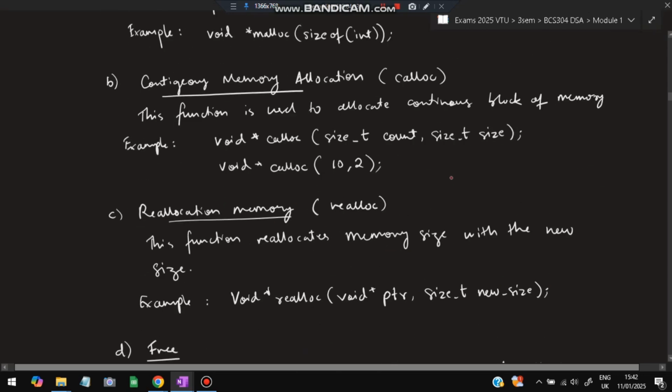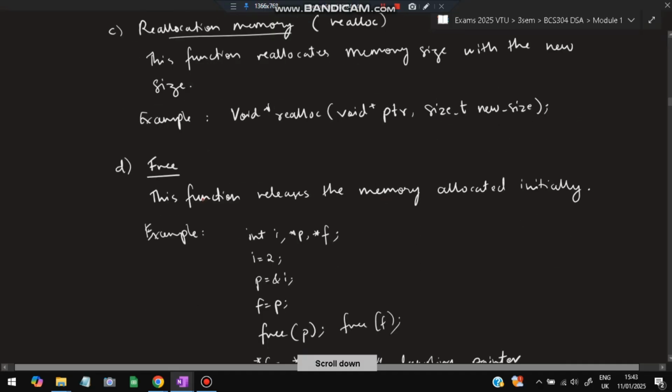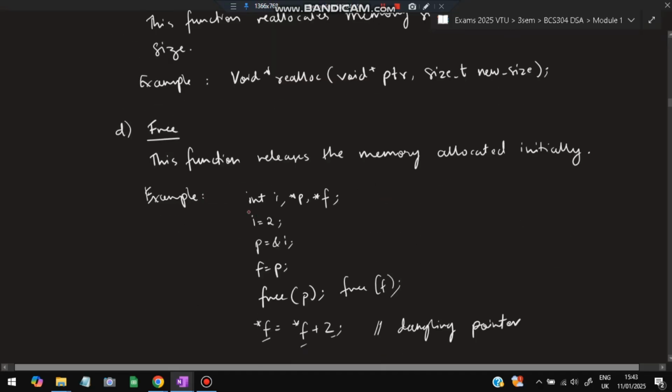Realloc means suppose previously we allocated a memory 10, now we want it to become 20. That time we will be using realloc. So what we do here, the function reallocates the memory size with the new size. So void realloc, void star ptr, which one you want to reallocate. I want to reallocate the ptr which is allocated here, and what should be the new size, I'll specify here. And after the usage we'll be freeing it by using the free function.